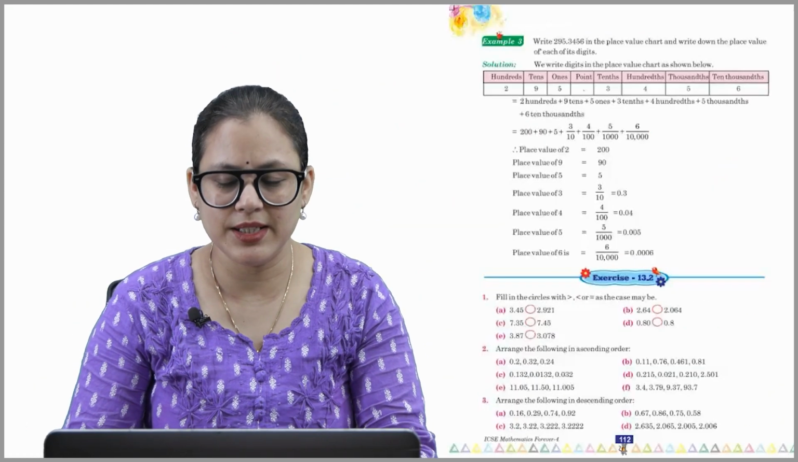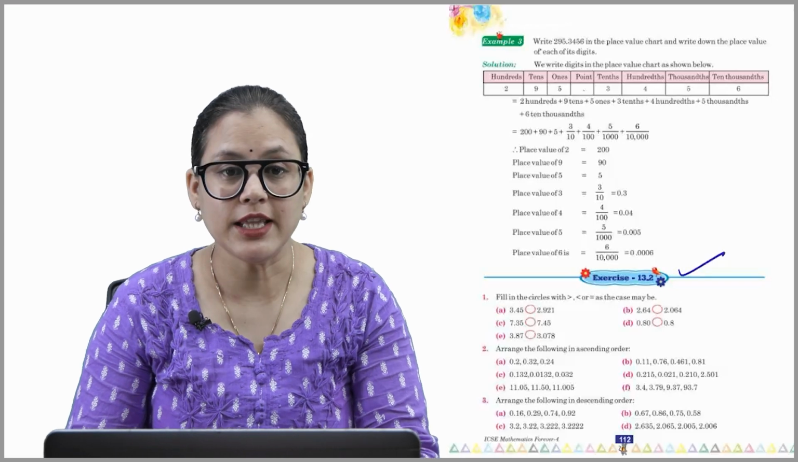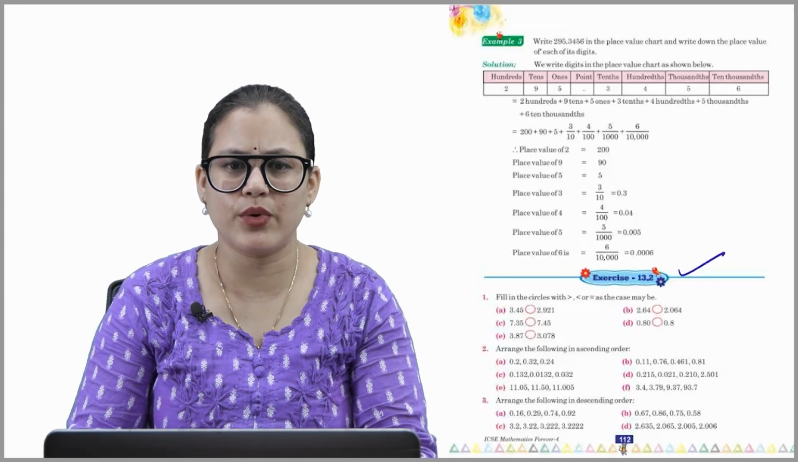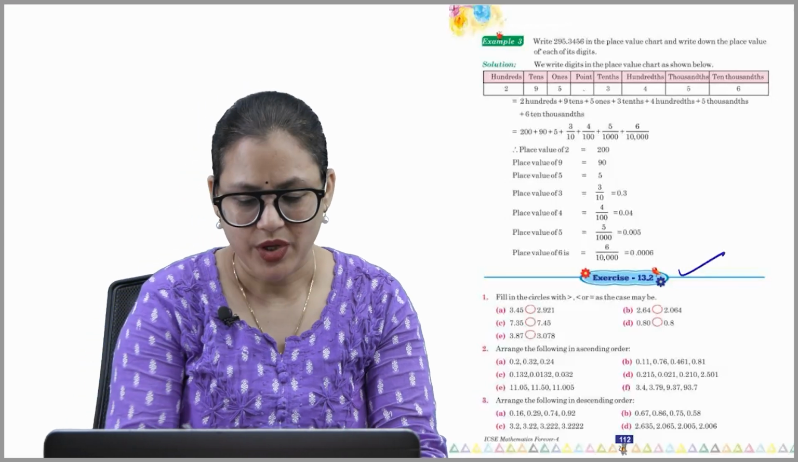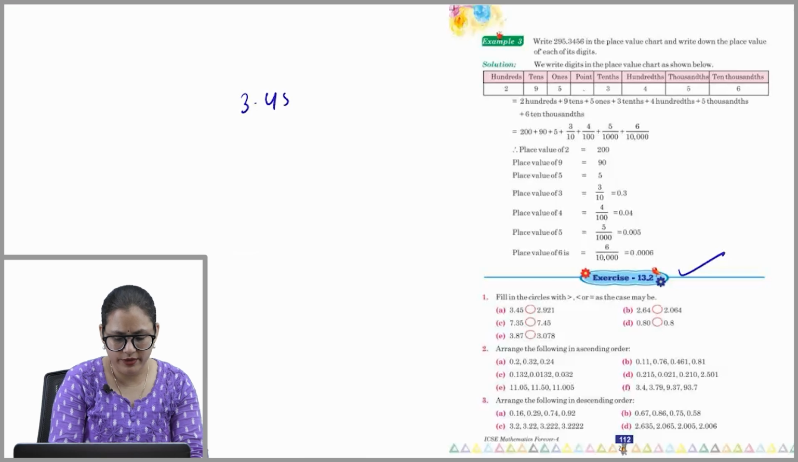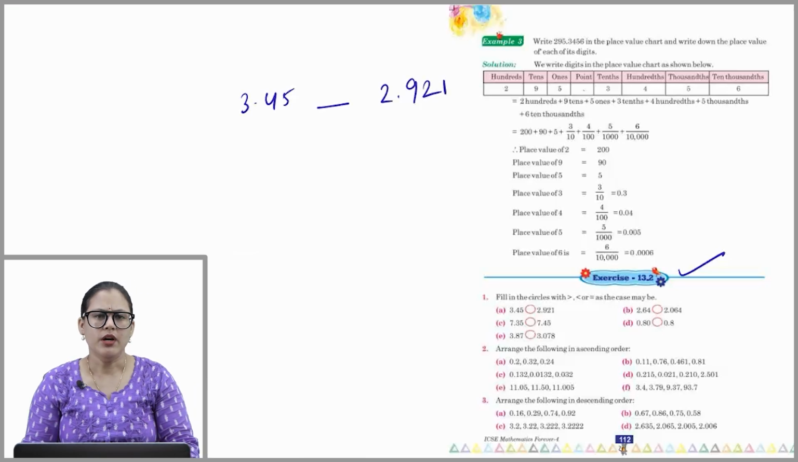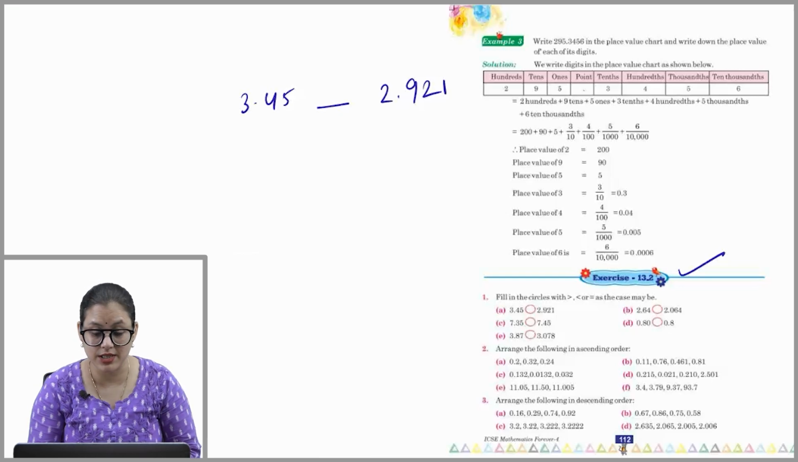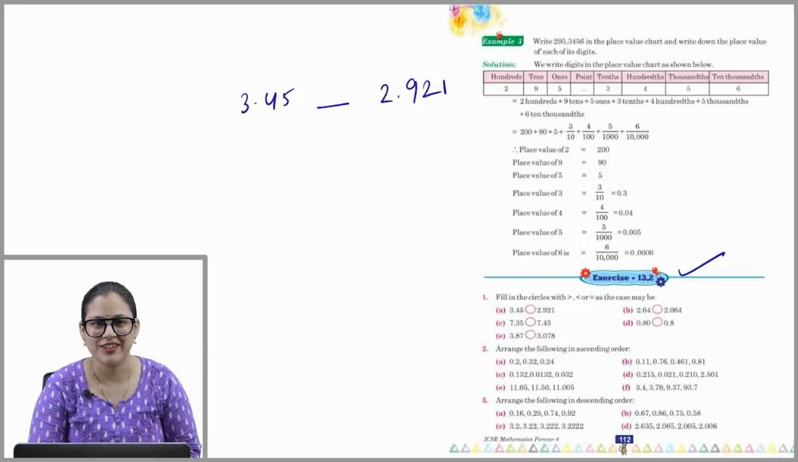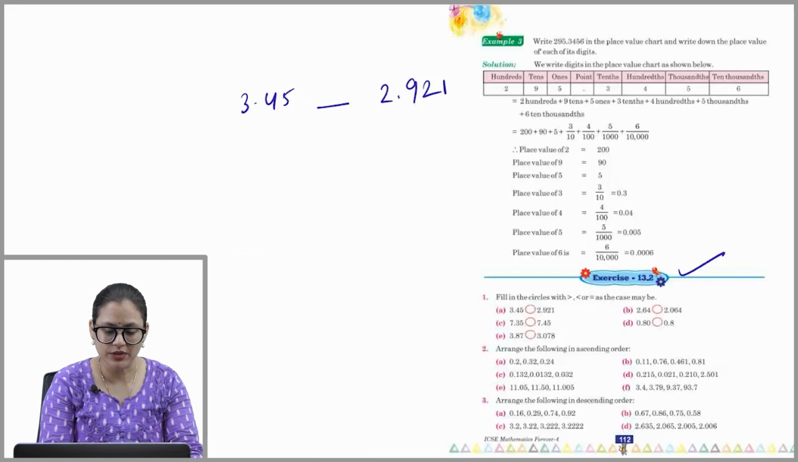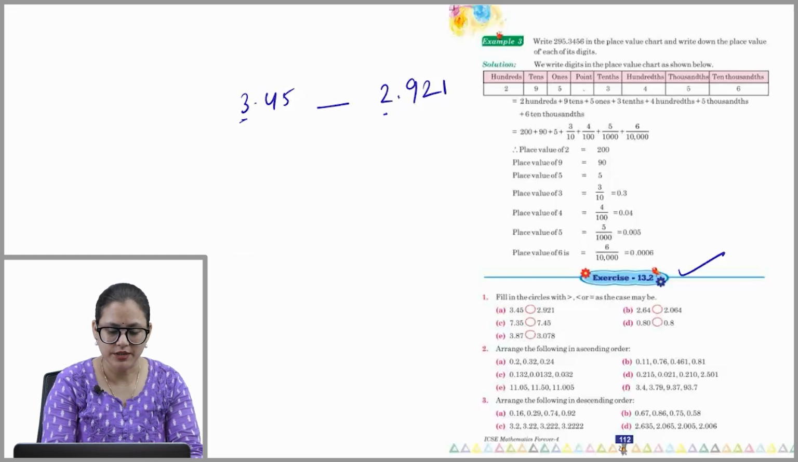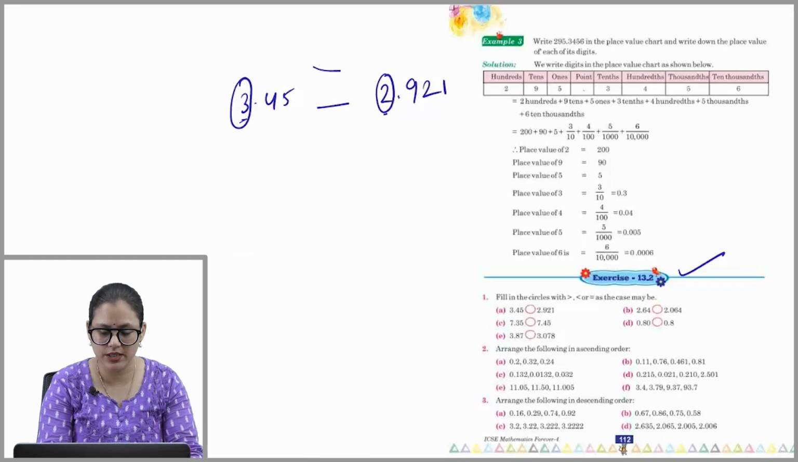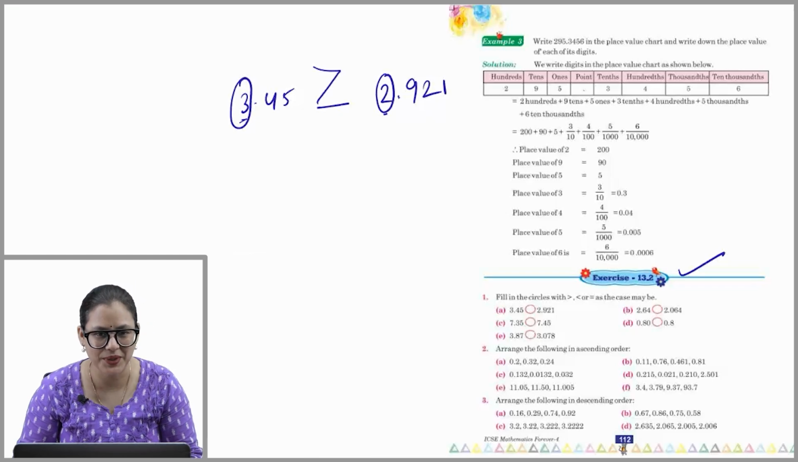Let's do exercise 13.2. Fill in the circles with greater than, less than or equal as the case may be. Okay. 3.45 or 2.921. Okay. First, you will think that this number is greater because it has more number of digits, but this is wrong. We will first look at the whole number. Here 3 and here we have 2. So, which one is greater? Obviously, this one is greater. Okay.